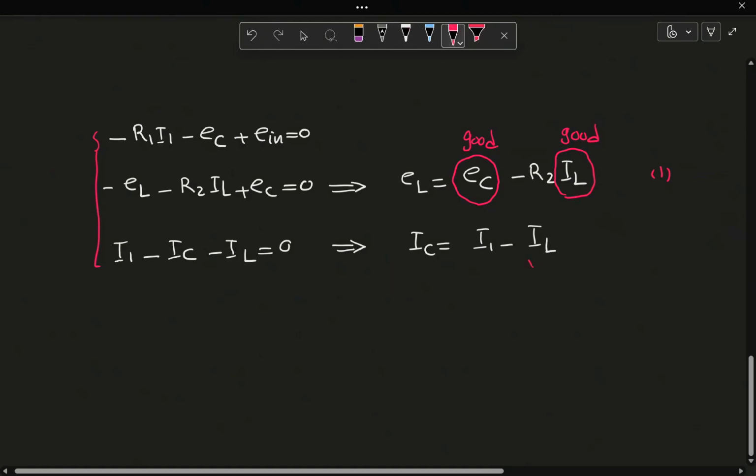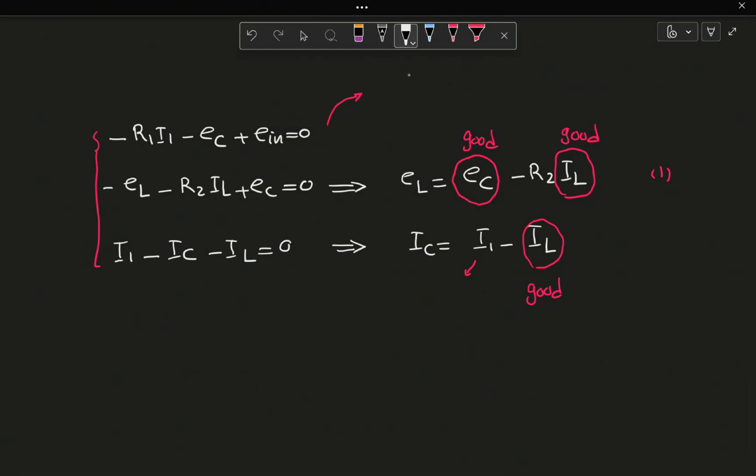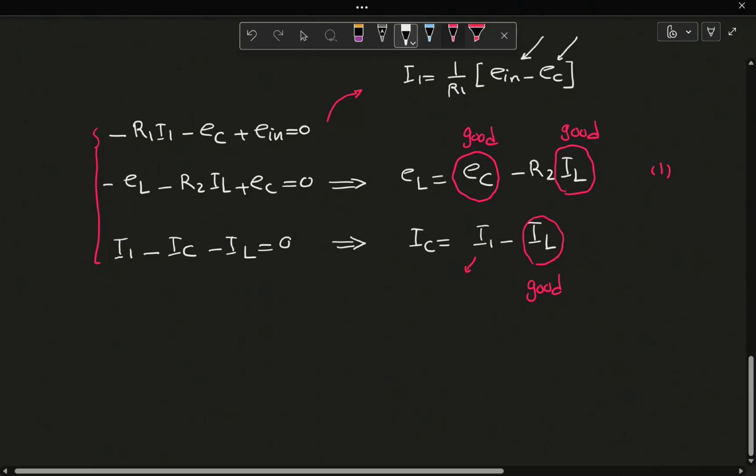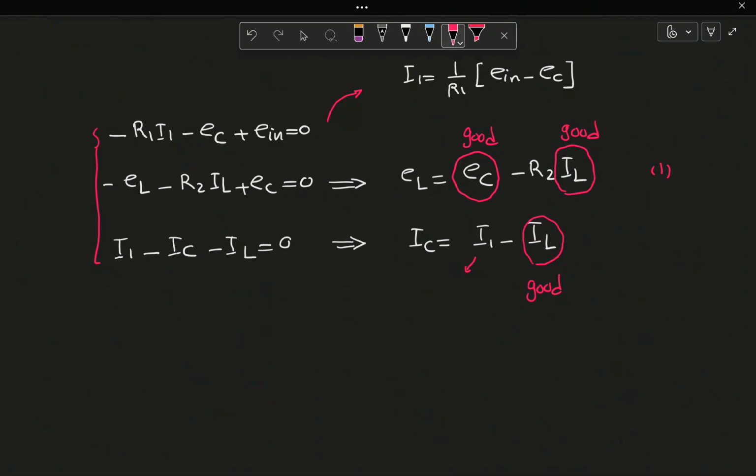In this equation, you notice that IL is your dynamic variable. It's a good term. Yes? Your I1 is not a good term. However, you can find the value for I1 from the first equation and substitute it here. Yes? So if you go ahead and solve the first equation for I1, you see that your I1 is equal to 1 over R1 En minus EC. Yes? And you notice that in this equation, both EC and En are good terms, and R1 is a constant number. So you were able to solve I1 in terms of your good terms.